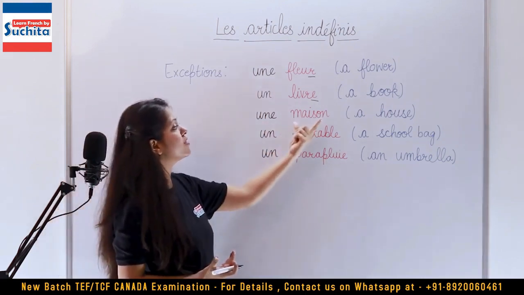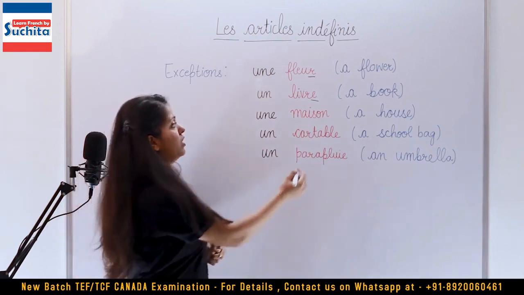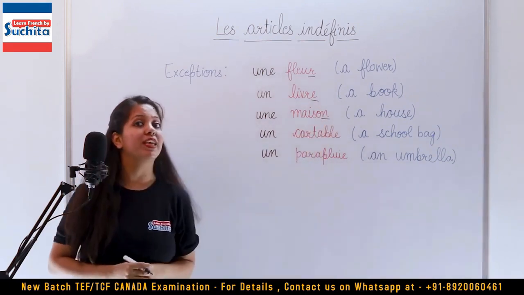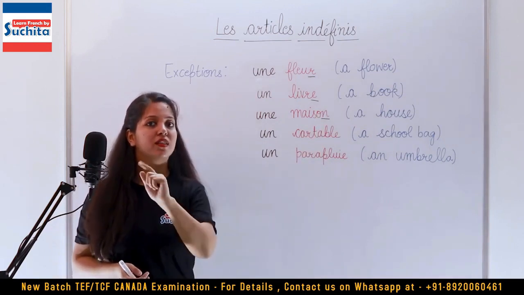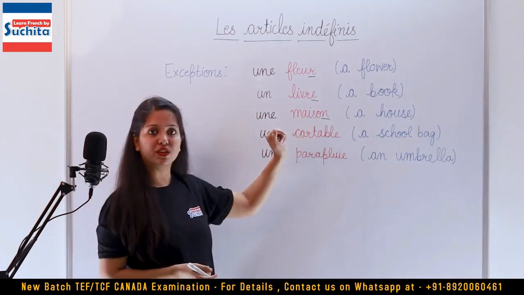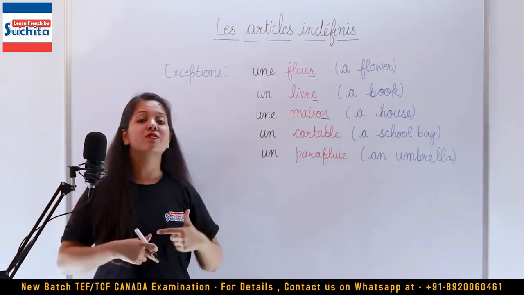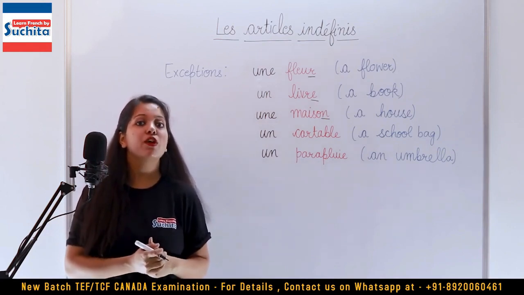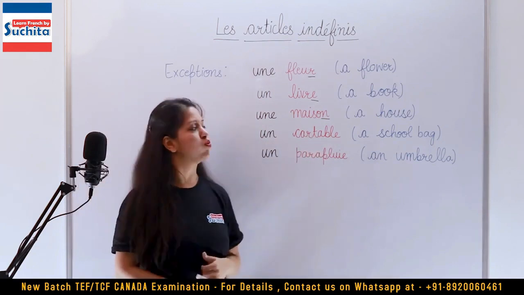Let's look at the third word, which is maison. Maison, which means a house. Now again, it is not ending with E. According to the normal rule, it should have been masculine. Now since it is an exception, the rule will become opposite and it will become feminine. So we say une maison. Une maison, and that means a house.